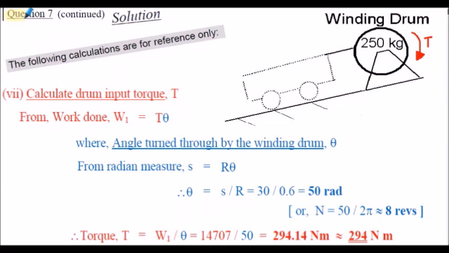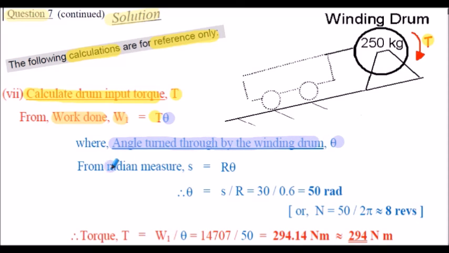Here's question 7, solution continued, but the following calculations are provided for reference only. Essentially, we've extended the original question, and we're going to calculate 2 further parameters that are sometimes required to be determined. The first of these is to calculate the drum input torque, labelled T on our diagram. We know that work done, W, that's work input to the system here, is the applied torque at the winding drum multiplied by the angular displacement. In other words, the angle turned through by the winding drum, labelled theta.